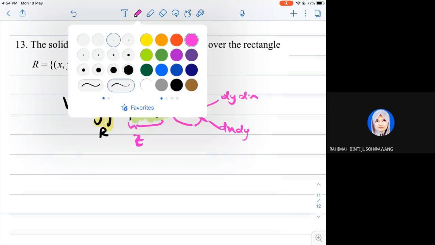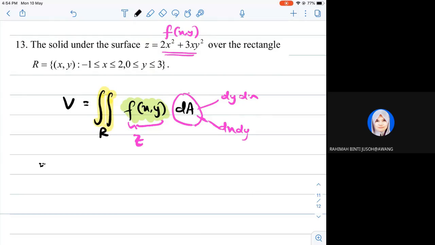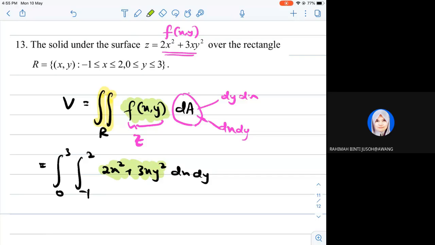Okay, alright, now memandangkan dia rectangular region, suka hatilah nak dy dx. You all nak apa? Nak dy dx ke dx dy? Saya ikut je. Nak dx dy. Okay lah, kita ambil dx dy. First come, first serve. Alright, so (2x^2 + 3xy^2) dx dy, x daripada negatif 1 ke 2, y daripada 0 ke 3. See, yang ni adalah kita punya f(x,y), adalah z.